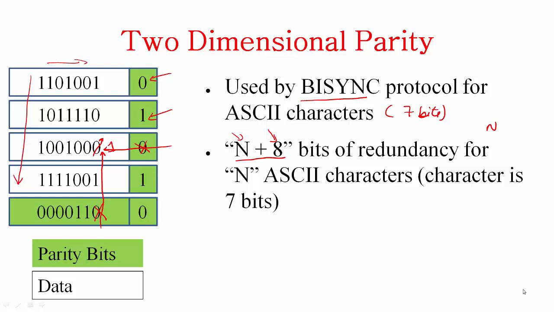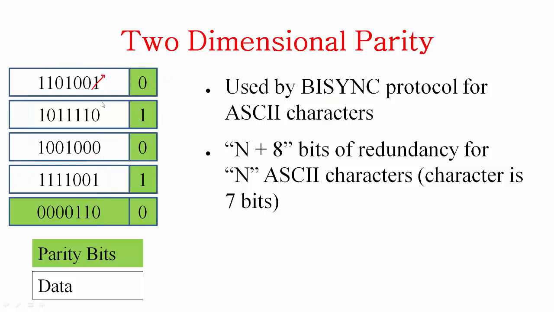So do you think it can detect 2-bit errors? That's right, it can detect 2-bit errors. For example, if this bit and this bit were in error, you will see that this parity will capture it as well as this parity will capture it. Note that this may not be able to capture it, but you still know that it is in error.